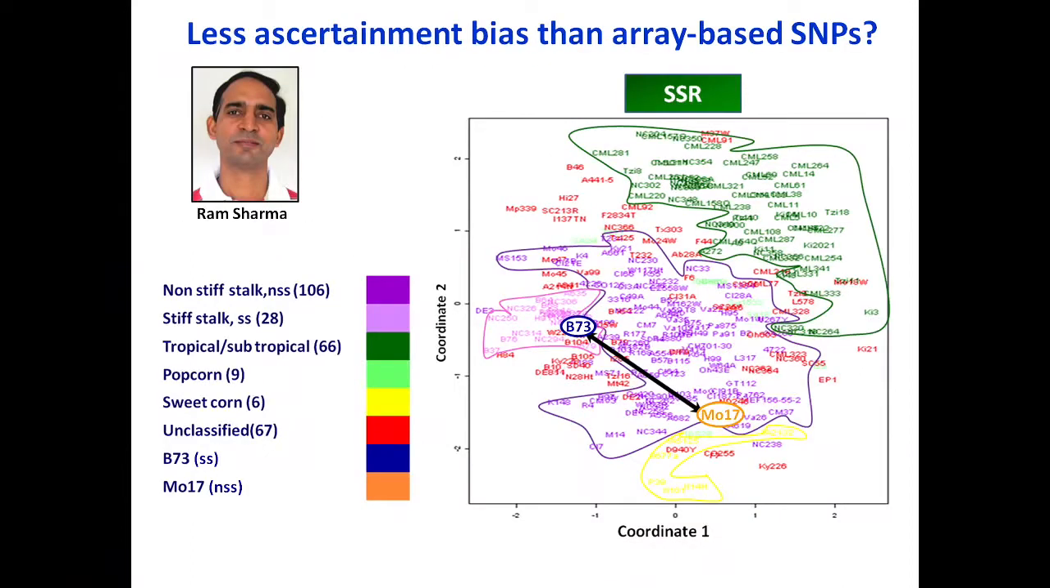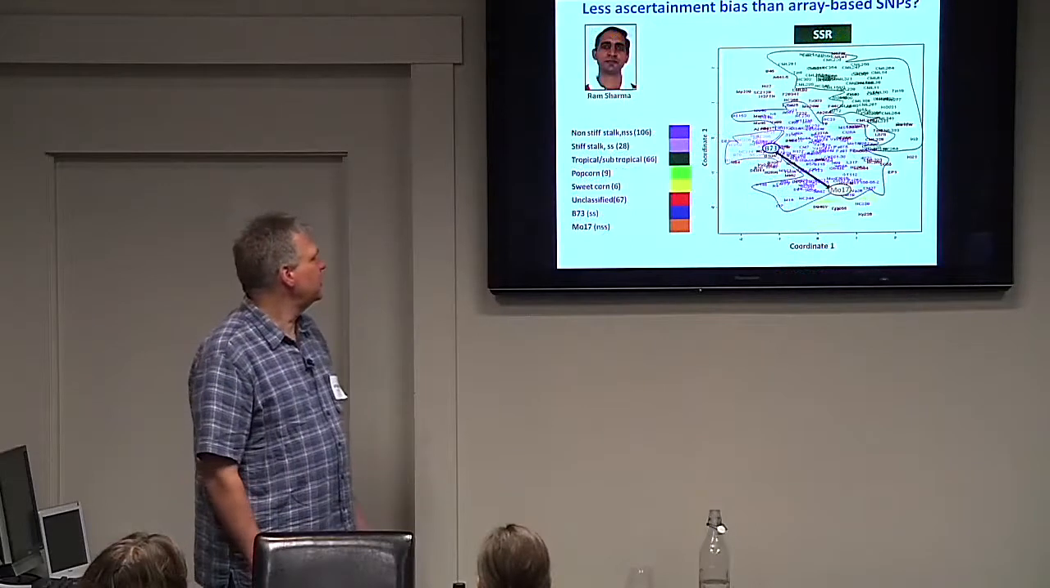We were interested in how GBS compared to traditional SNPs for ascertainment bias. We had a visiting scientist in our lab, Ram, who did this analysis. These are principal coordinate plots. First he used SSRs, or microsatellites. This is the kind of picture we expect to see.